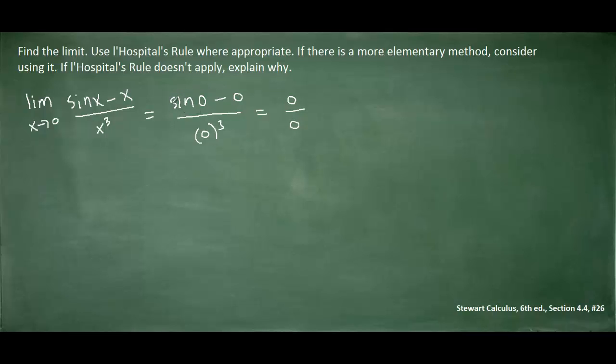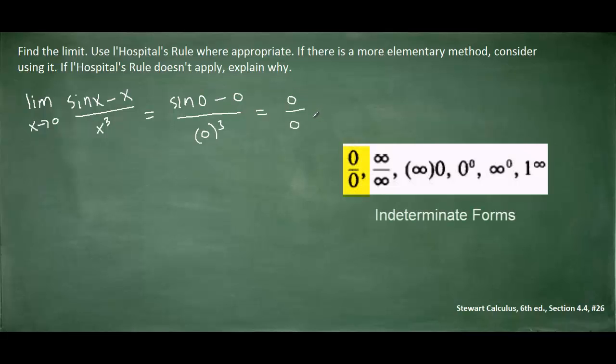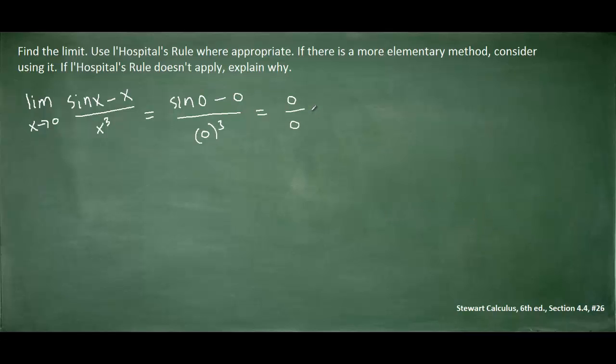the sine of 0 is in fact 0. And 0 minus 0 in the numerator would give us 0. This is an indeterminate form. It's one of many of the indeterminate forms presented in this section, and in order to evaluate the limit of an indeterminate form, we have to apply L'Hopital's rule.